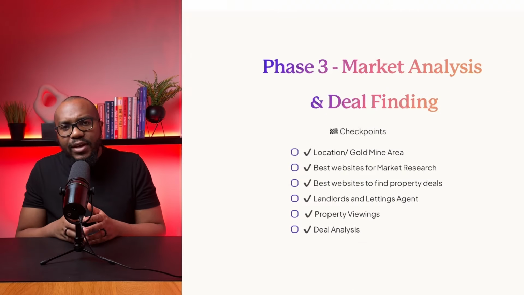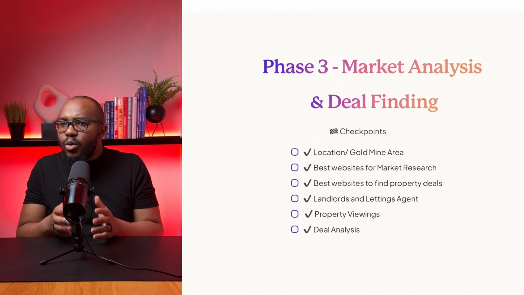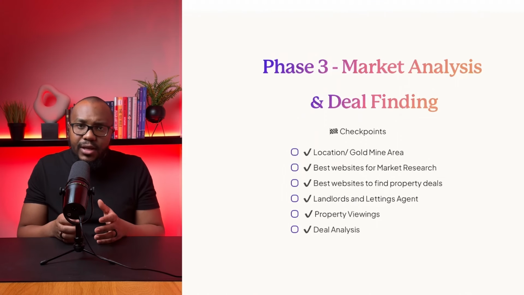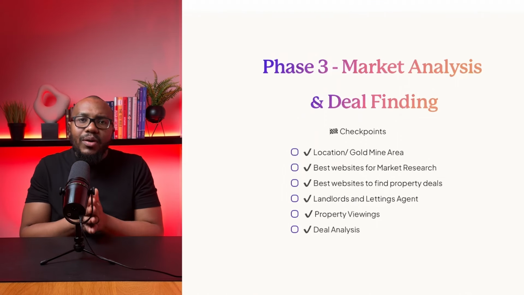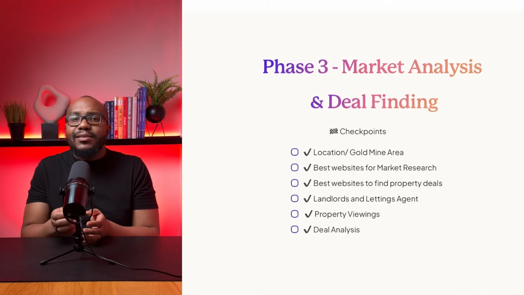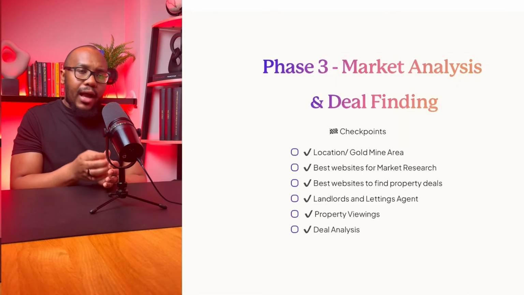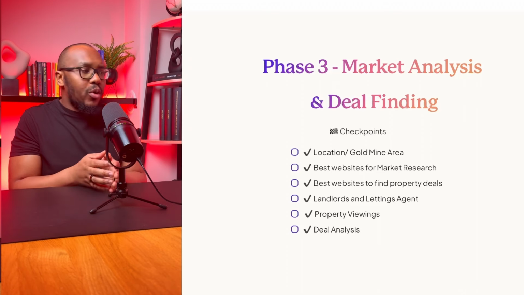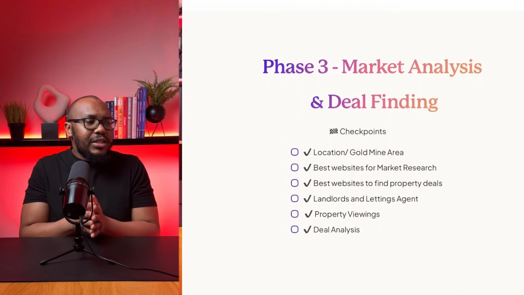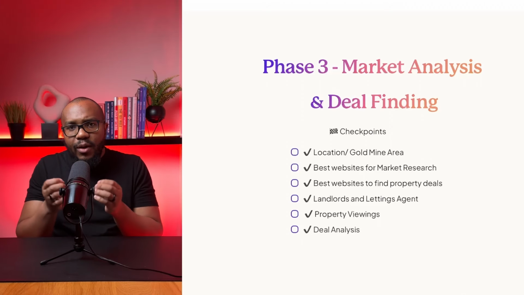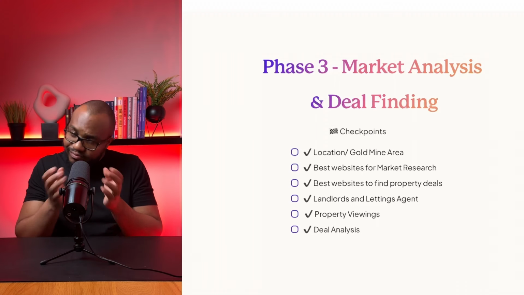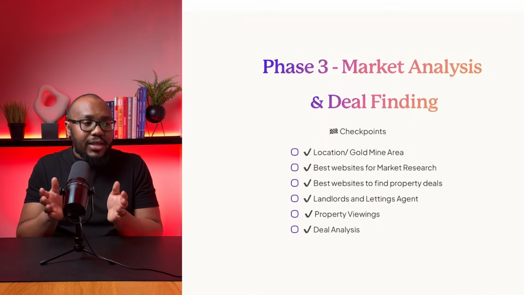Okay, we've finished phase 2. So the next phase we're going to go into is phase 3. In phase 3, we're going to talk about market analysis and deal finding. There are 4 or 5 checkpoints we're going to go through here. The first checkpoint is location, gold mine area. So as the name says, location and gold mine area.